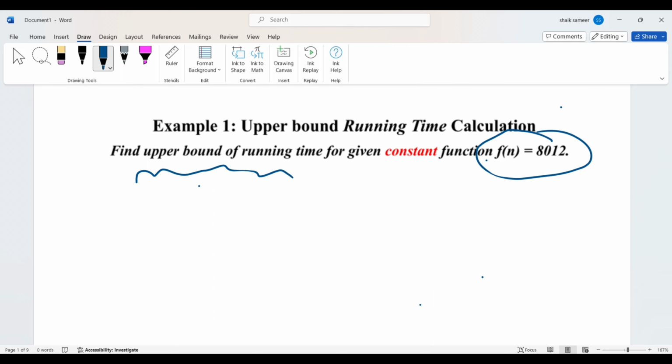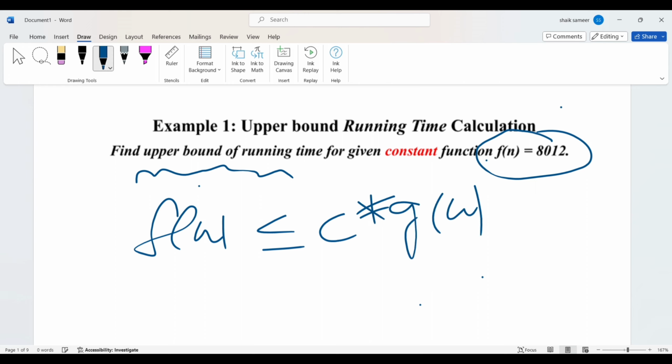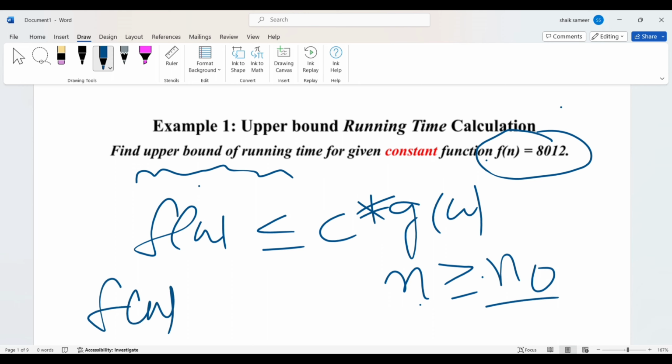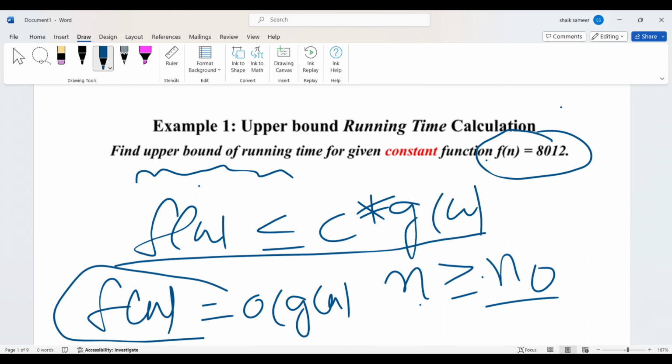Before going to BIGOH notation, you have to know two conditions in the BIGOH notation. The first is f of n less than or equal to c into g of n, where n is greater than or equal to n naught, and also f of n equals BIGOH of g of n. When this condition gets true, then f of n becomes BIGOH of g of n. By this definition of the BIGOH notation we can solve example 1. Let us look into this.